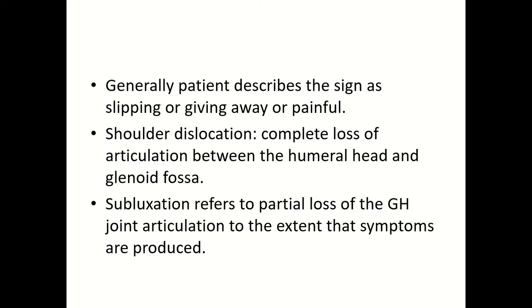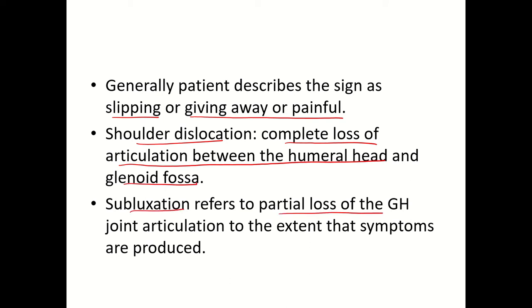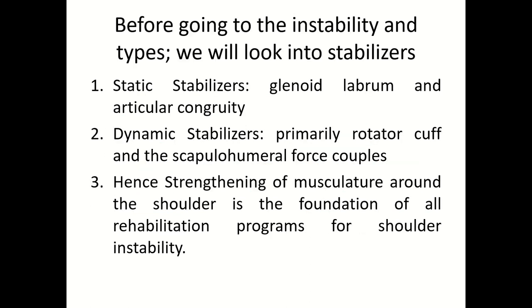Now coming down to the next one, generally the patient describes the sign as slipping. The humeral head is going to slip in whichever direction it is unstable, giving away, or being painful. Shoulder dislocation is complete loss of contact, articulation between the humeral head and the glenoid fossa. Subluxation refers to partial loss of GH joint articulation. So depending on dislocation or subluxation, the symptoms vary.